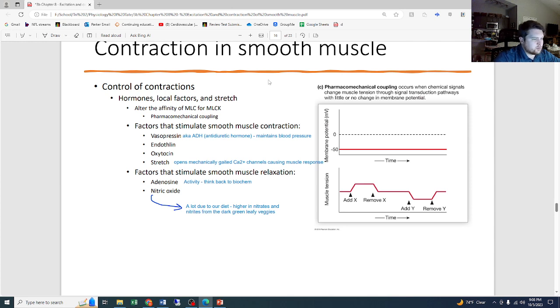and antidiuretic means that it's going to prevent your kidneys from filtering out a lot of fluid. It's going to hold on to the fluids. So its job is to act on the kidneys to keep fluid in the body, to keep the blood pressure maintained.